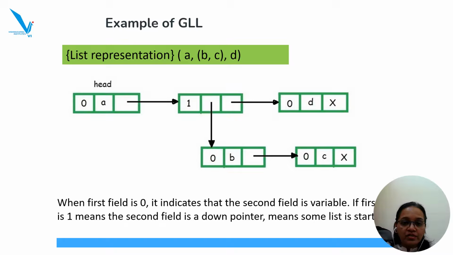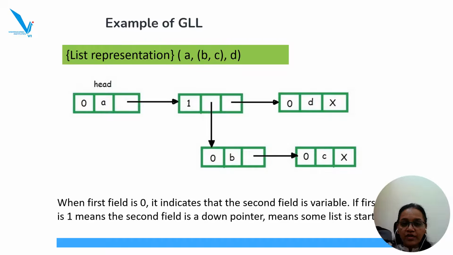Suppose list A is equal to (A, (B, C), D). How many elements are there? There are 3 elements: A is the first element, the second element is a sublist containing B and C, and the third element is D. Now how to represent it? Let's check it out. The first element is A. Flag is 0. Flag 0 means there is no down pointer, only the next pointer. The second field represents the data. So flag is 0, second is A, that is data, and next is only the next pointer. Down pointer is not available.